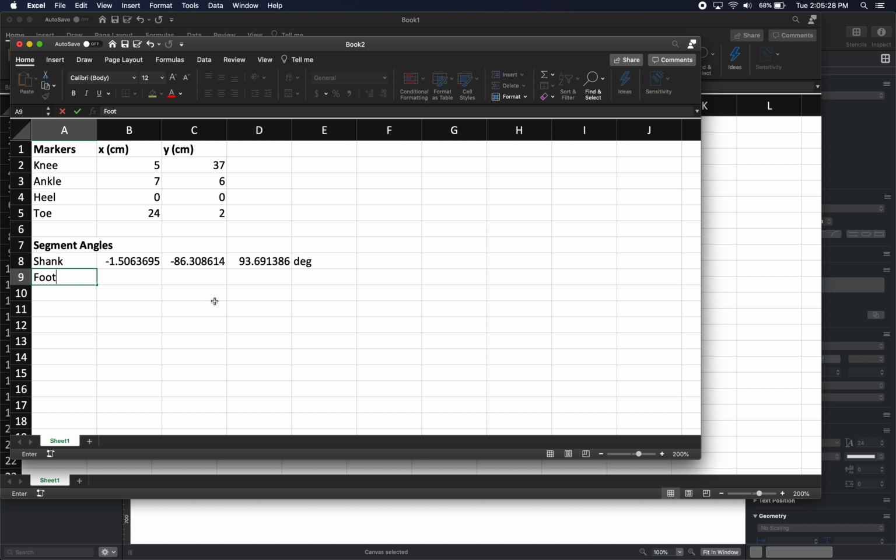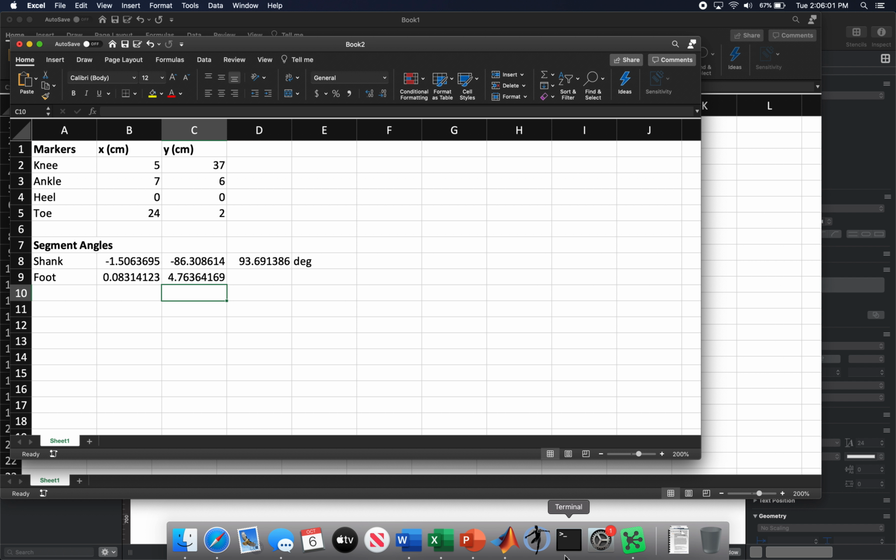Okay, what about the new piece here? What about the foot? That's going to be inverse tangent of y for the second joint, which is the toe, minus y for the first joint. Heel's not really a joint, but it's the starting point of our long axis. So minus y for that one, divided by the difference in x coordinates, x for the toe minus x for the heel. Okay, take that times 180 divided by pi, and we get about 5 degrees.